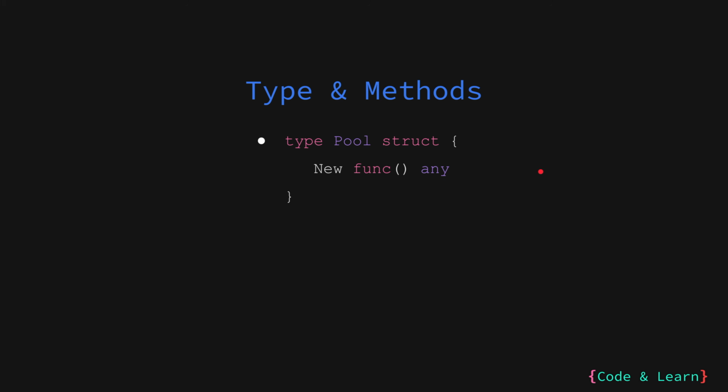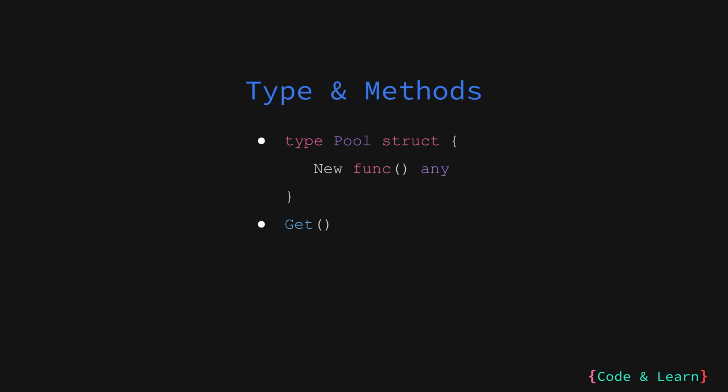As you can see, sync.Pool has only one exported field, which is New, a function that returns an any type. New is what you provide as the constructor function for generating the objects that the pool will store. The Get method selects a random object from the pool if one is available. It removes it from the pool and returns it to the caller.